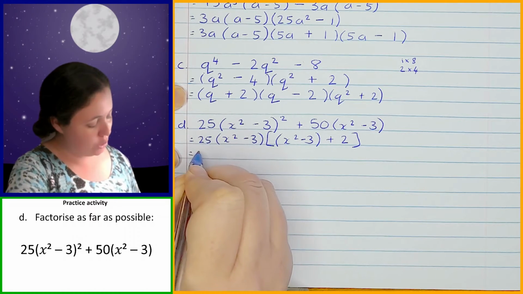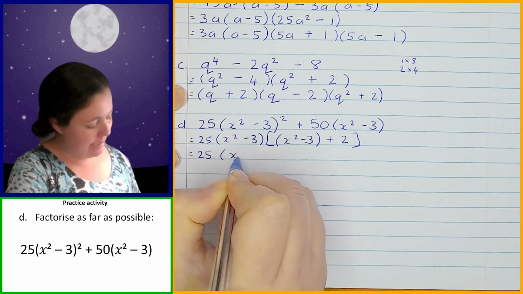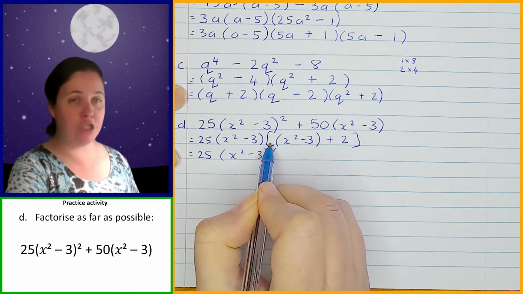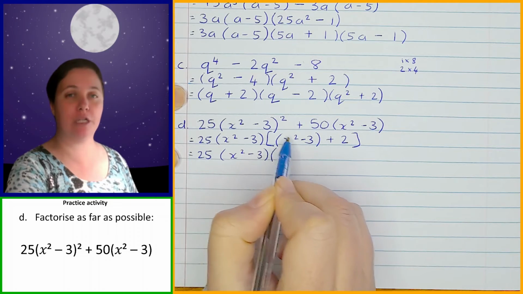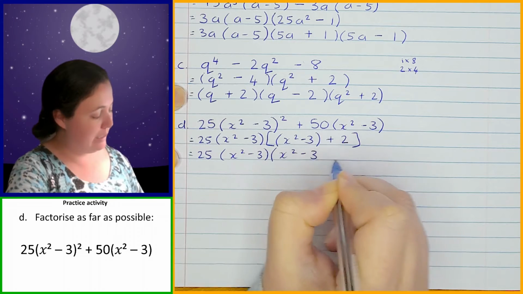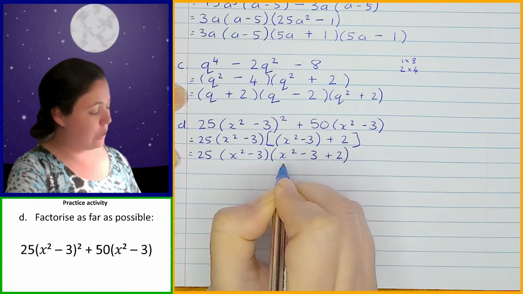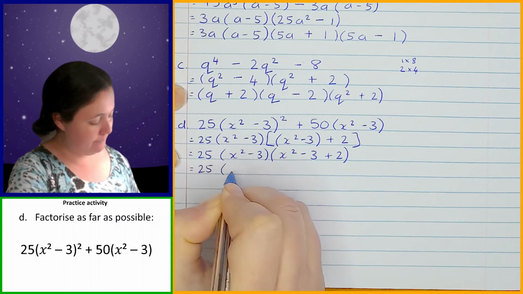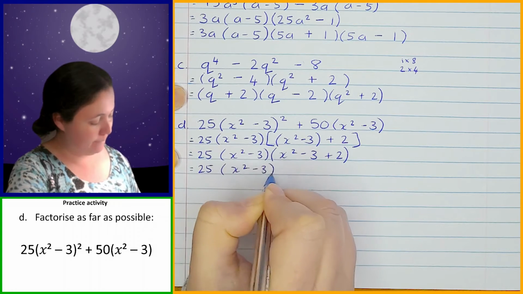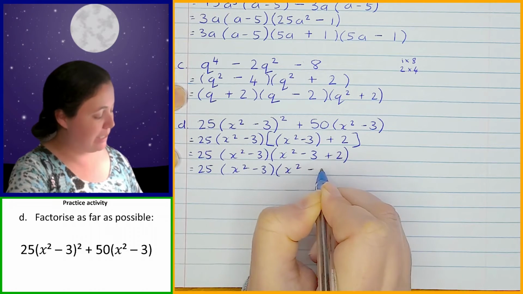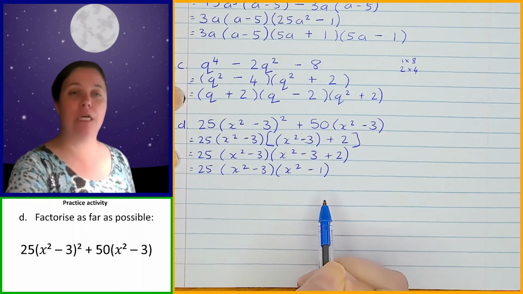So I've got 25 x squared minus 3. And then over here, this is not going to change because there's nothing in front of the bracket to multiply in. So I can just drop those brackets. So it's x squared minus 3 plus 2. Now I'm going to go and simplify that over there. And that gives me x squared minus 3 plus 2 is minus 1. Now let's see what else we can do.